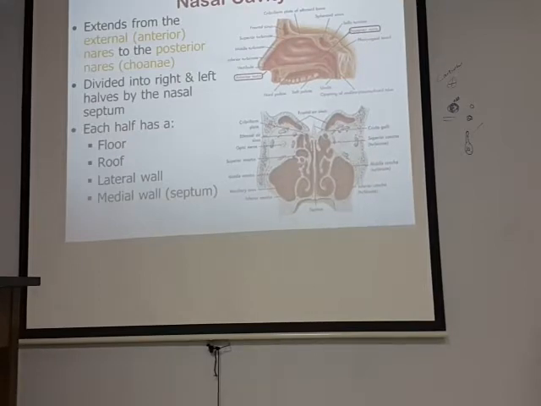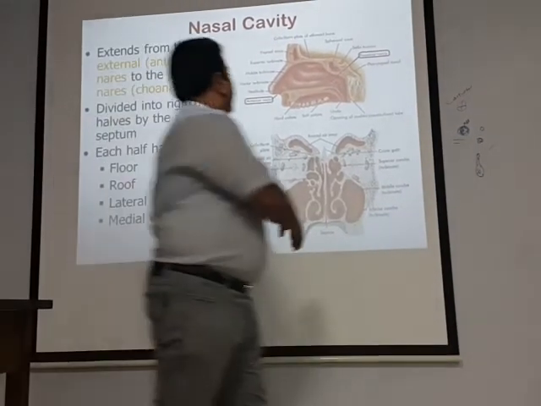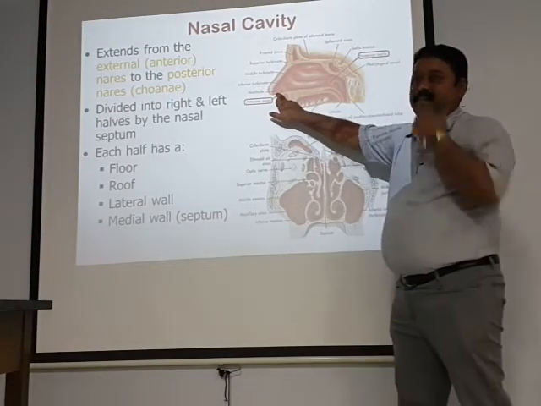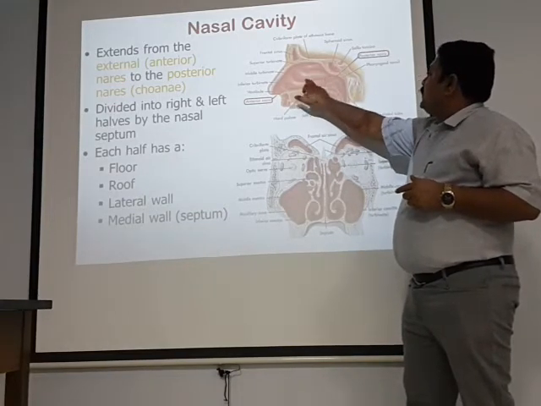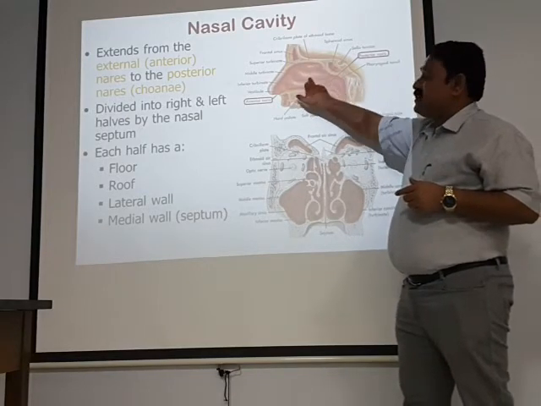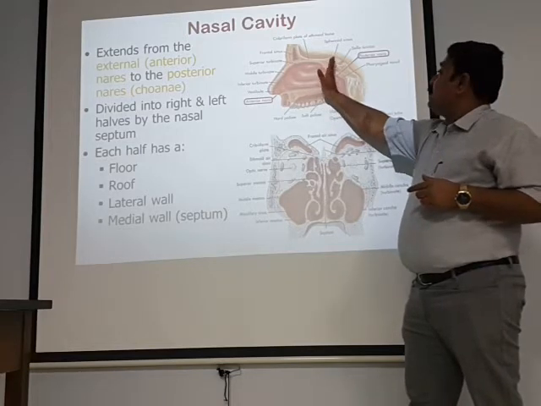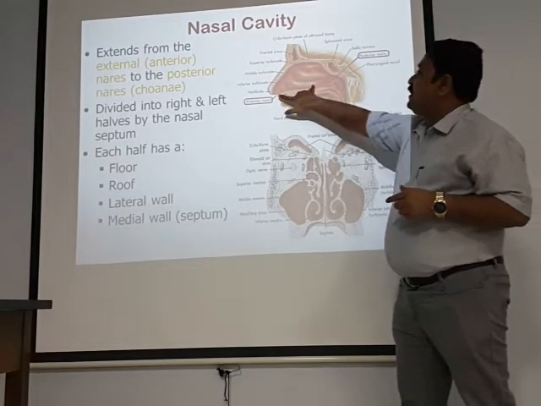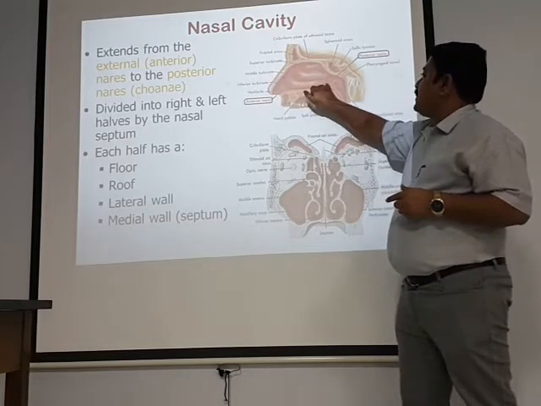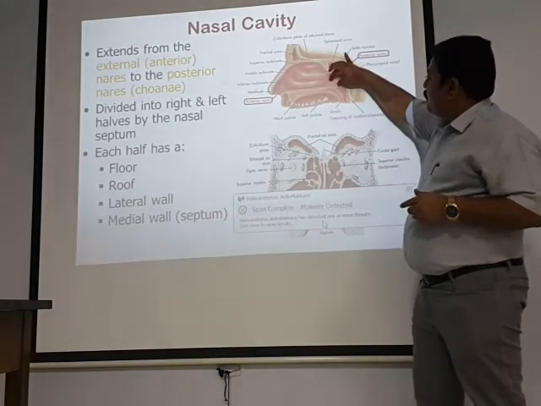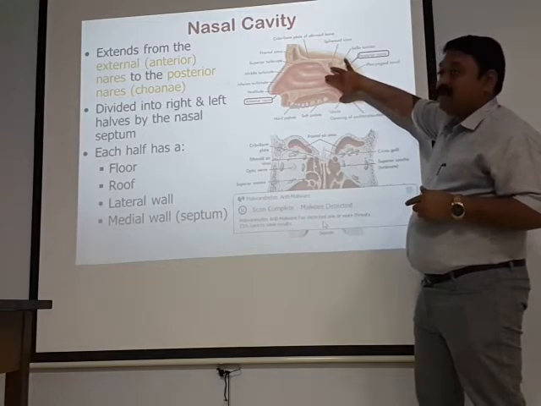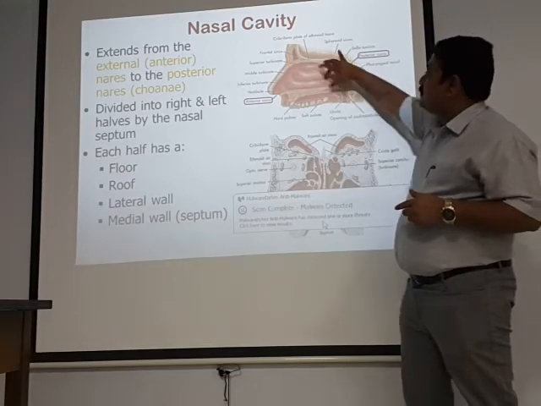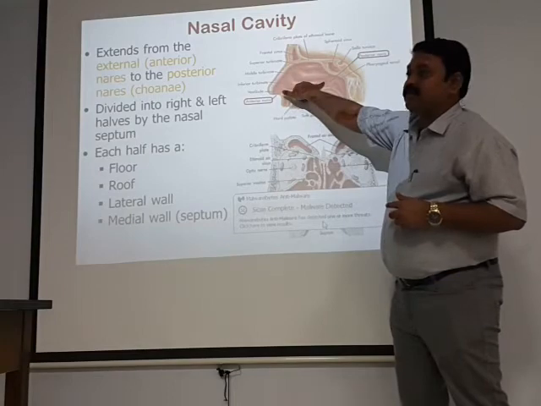Next is the nasal cavity. It extends from the external nares to the posterior nares. The external nare is the opening here, and from here the posterior nares. There are shelf-like structures in the lateral wall of the nose called the conchae. Up to here, between the posterior and anterior nares, we call this the nasal cavity. From here onwards is the nasopharynx, up to the lower border of the soft palate. Is it clear?